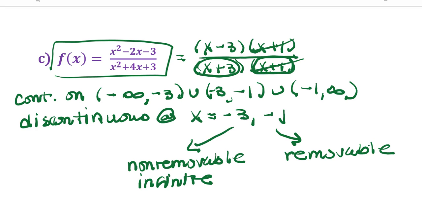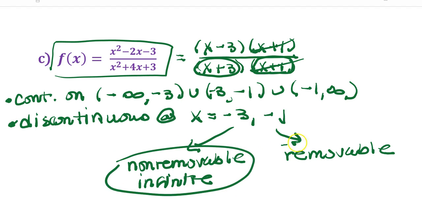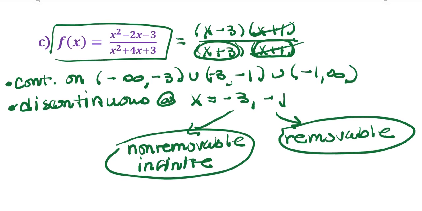So your job is to be able to do things like this. Tell me the interval of continuity, tell me where the discontinuities exist, and classify any discontinuities that we might have. Now, again, pretty straightforward. This time, though, we had two different discontinuities that had two different classifications, so we just had to be careful with that.